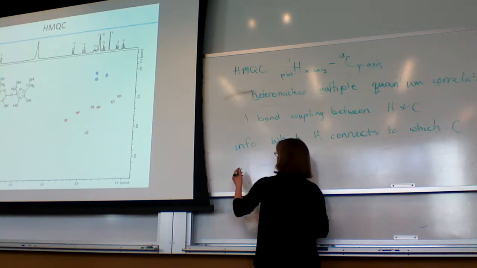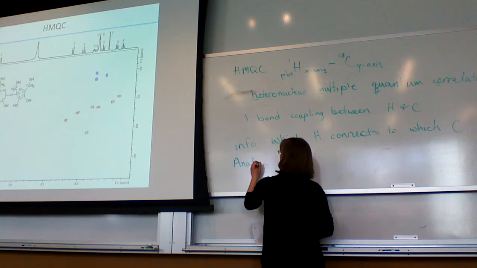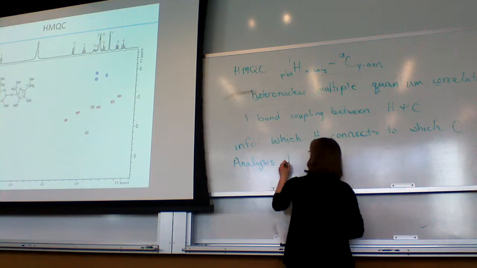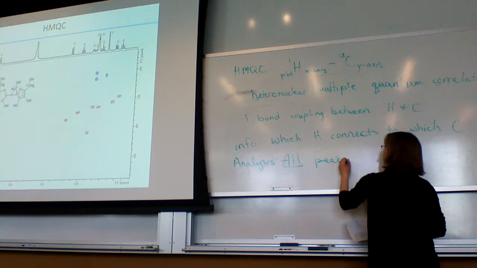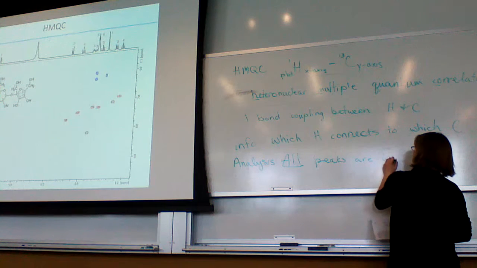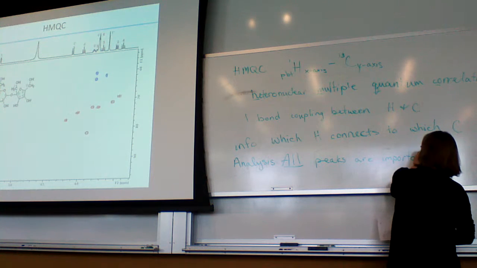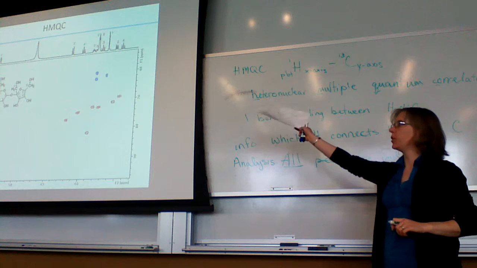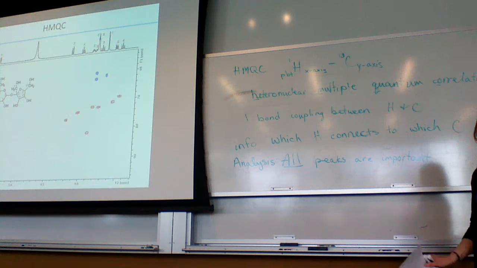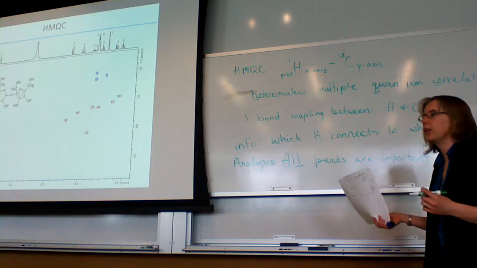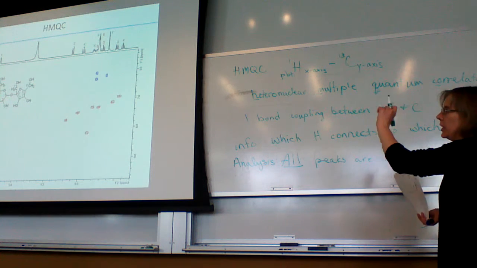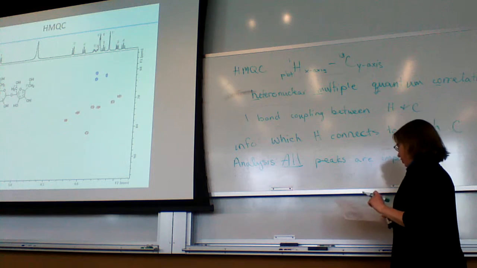In the analysis, all the peaks are important. If you look at the example here, we don't have a diagonal because you're plotting two different things against each other. So we don't have that cross of the exact same hydrogen coupling with itself. We just see the peaks that tell us which carbon is attached to which hydrogen.